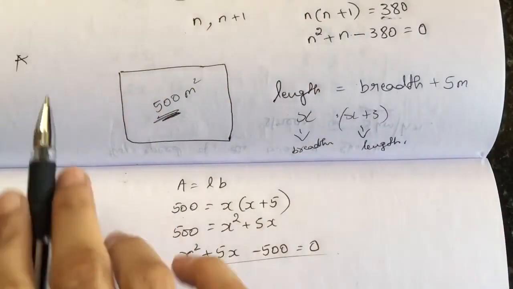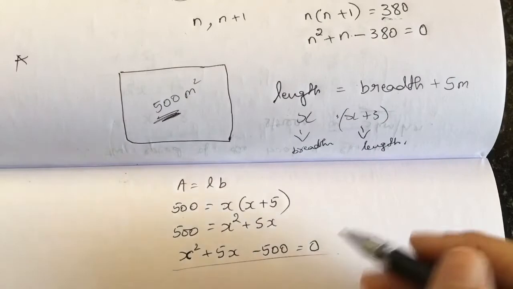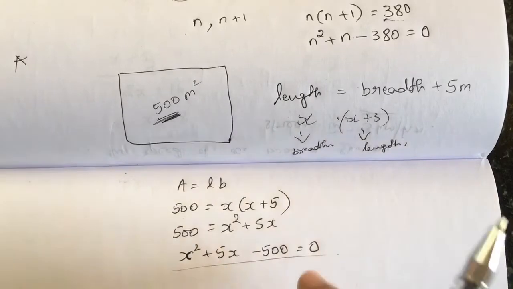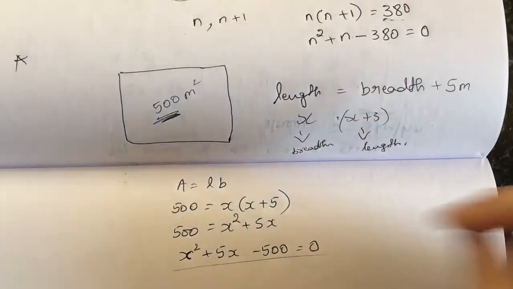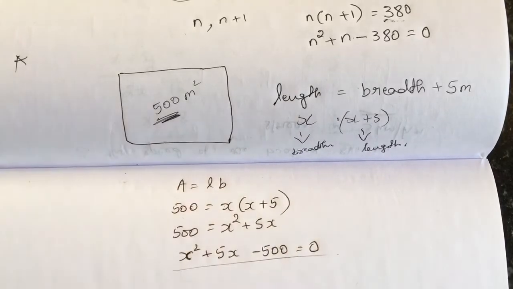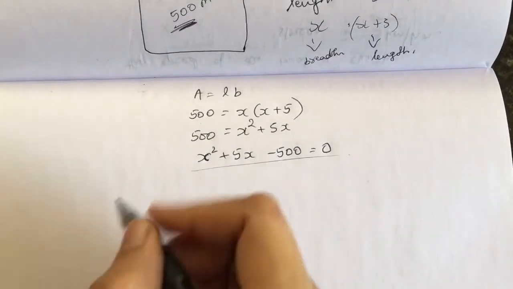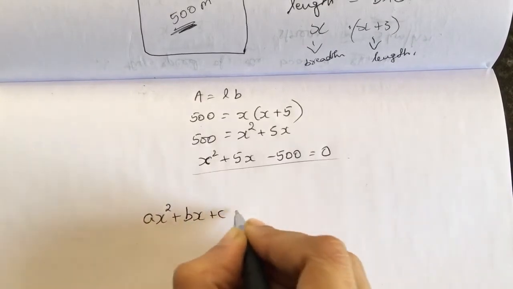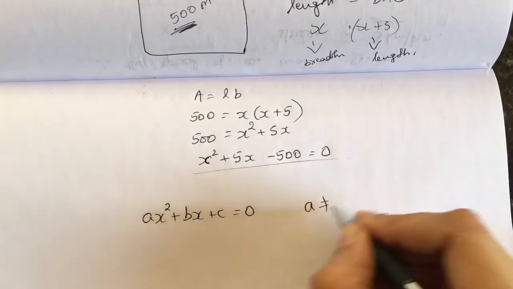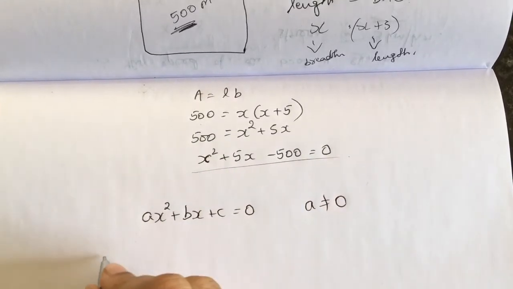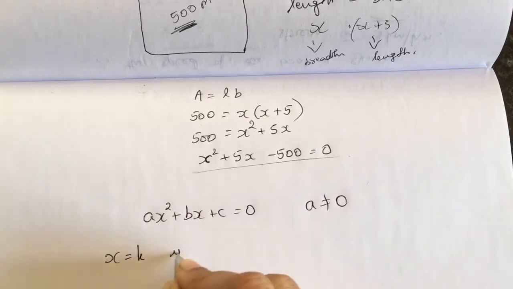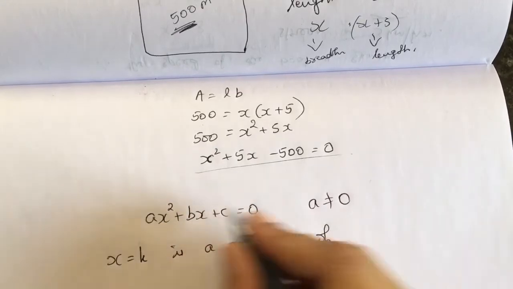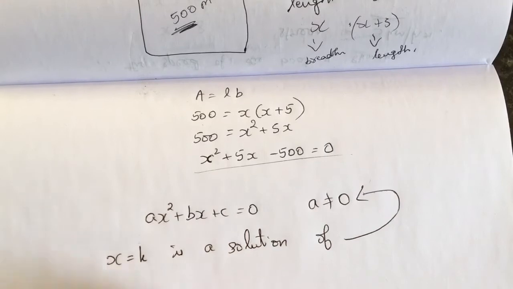Now this was the second situation I mentioned, and again I got a quadratic equation. The thing is, how to solve this. What do you mean by a solution of this quadratic equation? Suppose I have a quadratic equation, say ax square plus bx plus c equal to 0, where a is not equal to 0. Suppose, say, x equal to k is a solution of this equation. Okay, what does it mean?